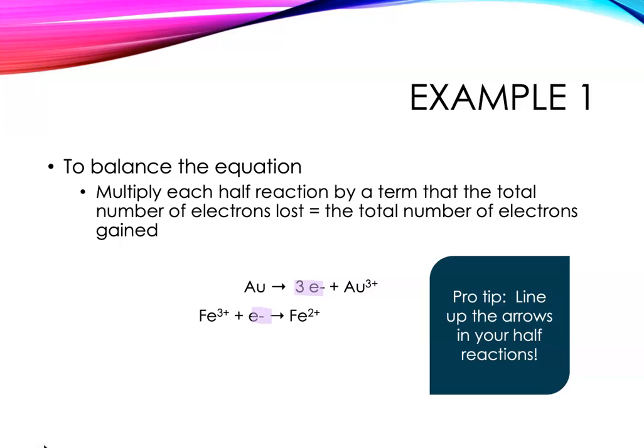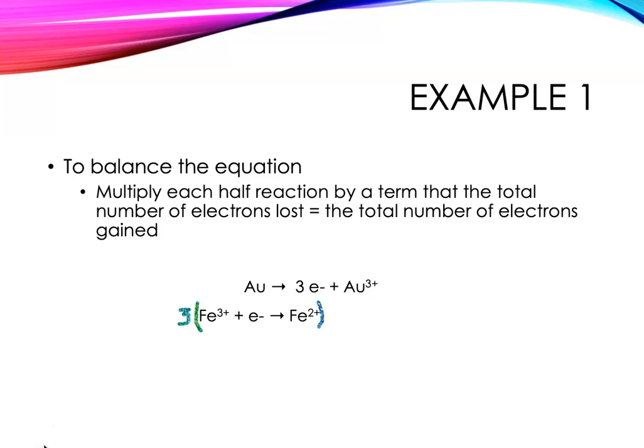That doesn't make sense. So what I'm going to do is multiply the iron 3 half reaction by 3. So I have 3 Fe3+ and 3 electrons to make 3 Fe2+. And now that I've done this, the number of electrons on both sides is the same, and they're effectively going to cancel out. And I can then write my overall balanced equation. Au plus 3 Fe3+ makes 3 Fe2+ plus Au3+.